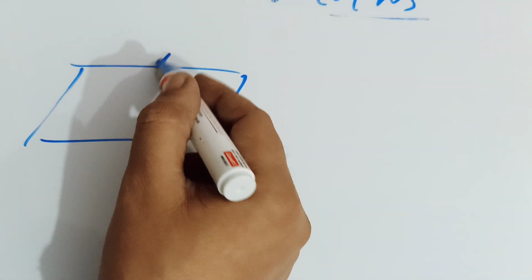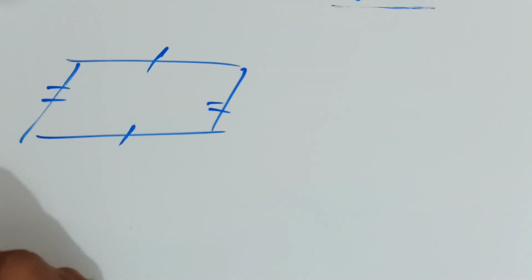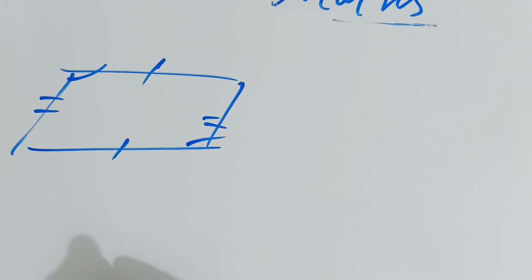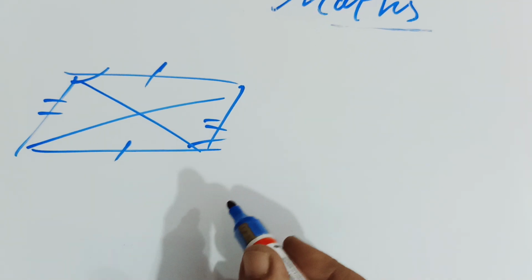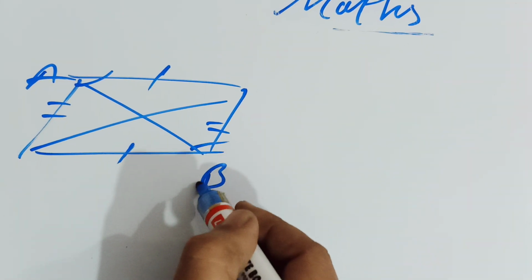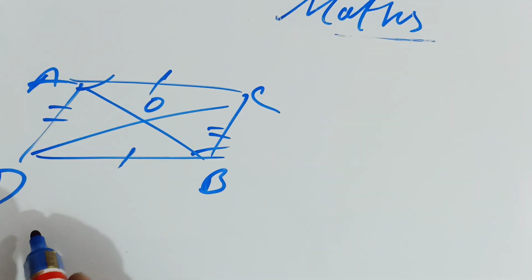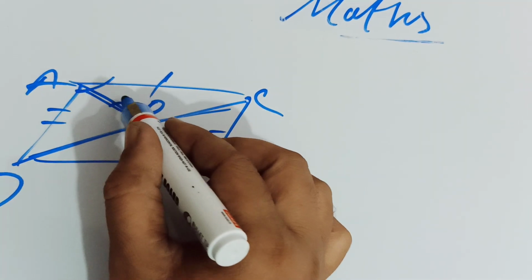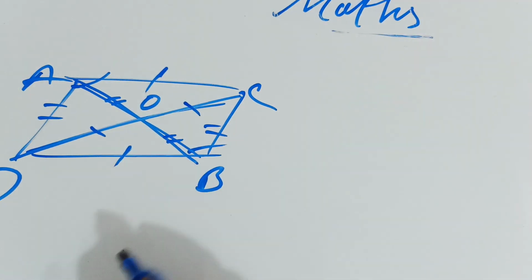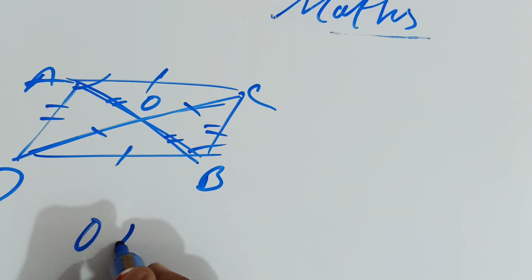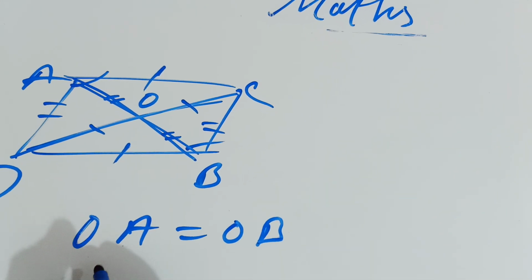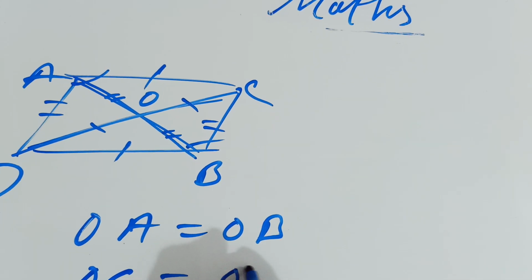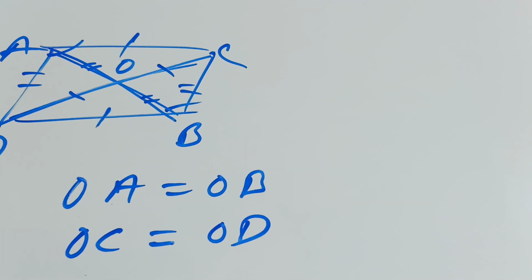Opposite sides are equal and parallel. Opposite angles are equal, that we will prove. Opposite sides are equal, that also we will prove. Diagonals bisect each other. What does it mean, bisect each other? Means when this diagonal is crossing, these parts will be equal and these parts will be equal. Means OA is equal to OB or OC is equal to OD.